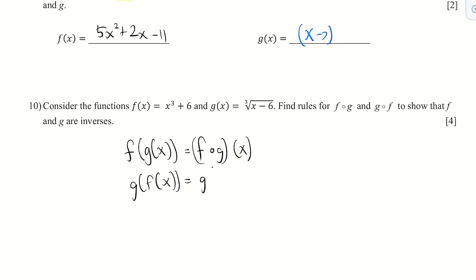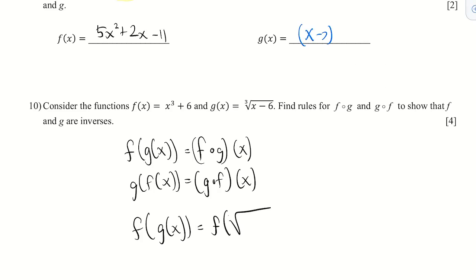Now, depending on your specific teacher, some teachers might require you to do both of these. I just wrote the same thing, so this is going to be g o f of x. And I'll actually show both of these. I'll start off with f of g of x. The first thing I do is write f and then whatever g is going to be, so that's going to be cube root of x minus 6.